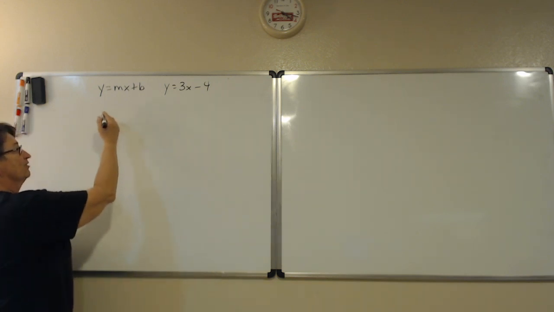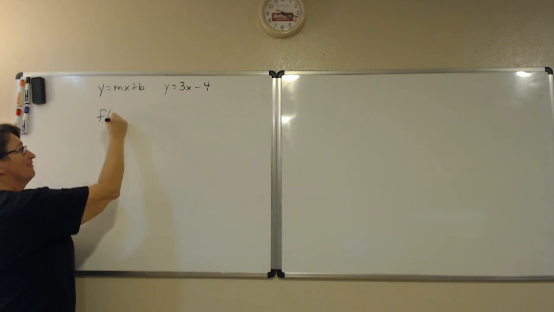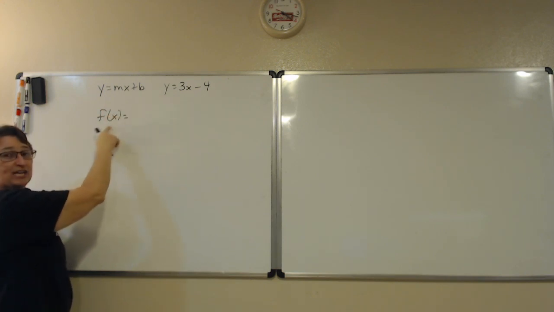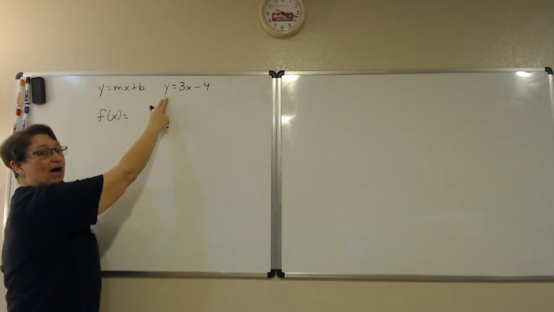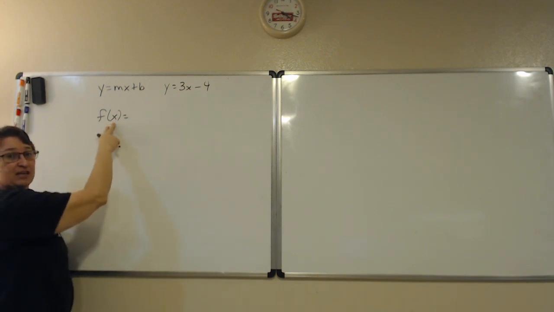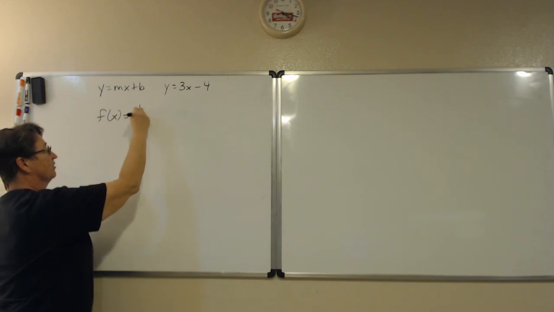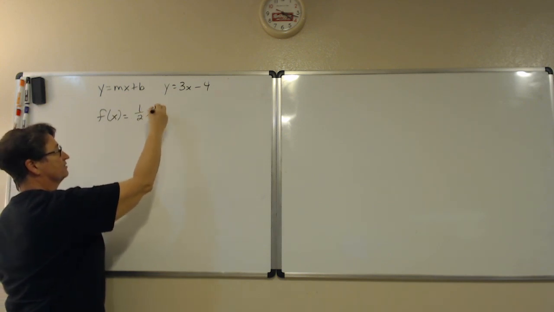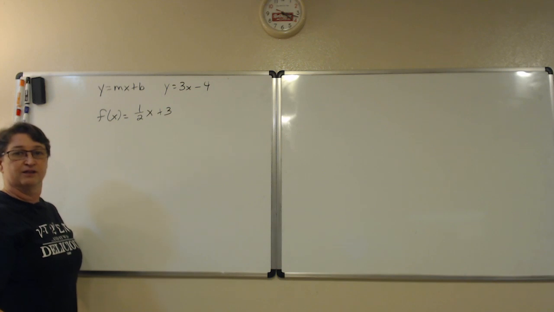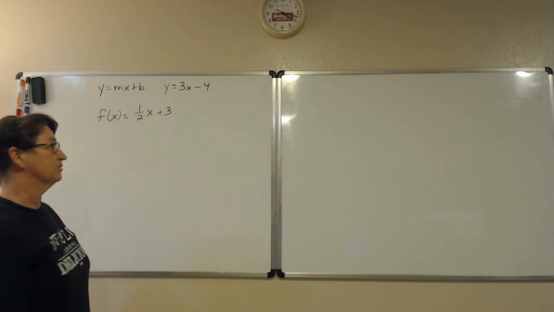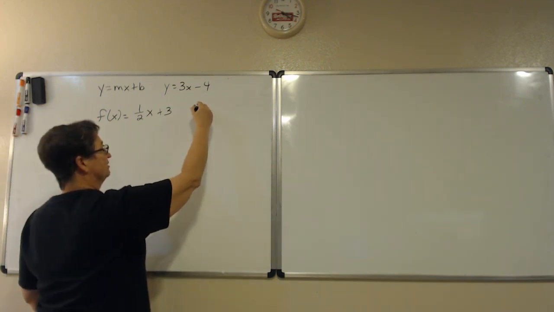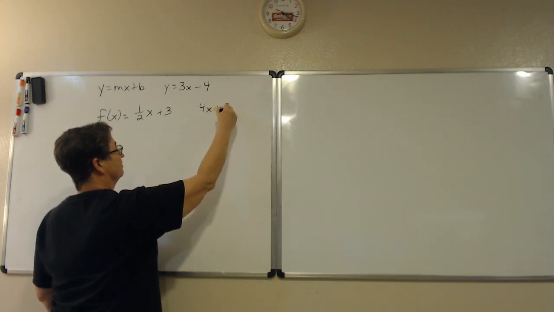Or maybe here's another one in that fancy function notation. Remember, we can just replace the y with the f of x. That's our function notation. And so here's a family member, 1/2 x plus 3 or something. There's another linear function. Or we could even put it in a form like this.